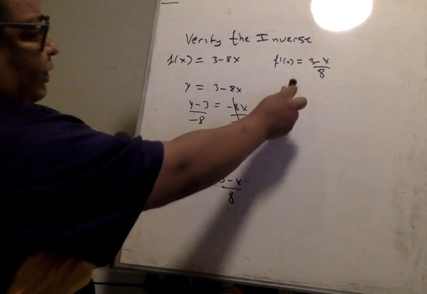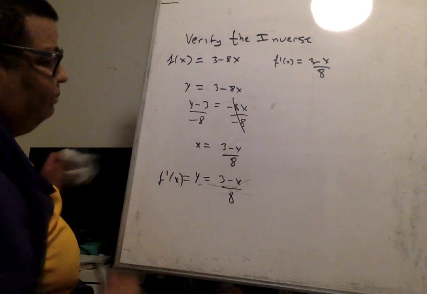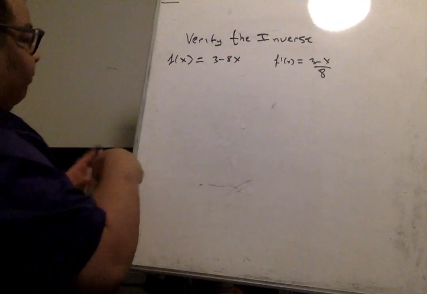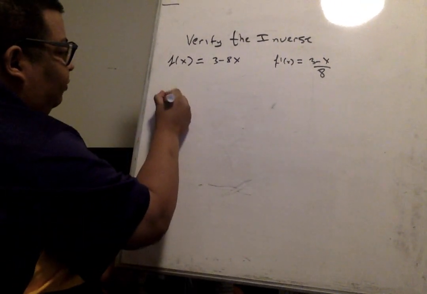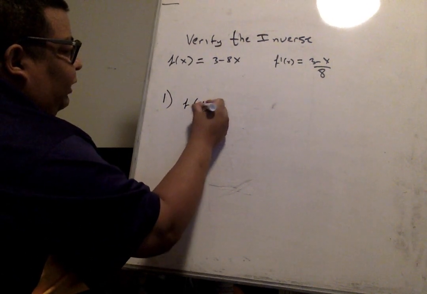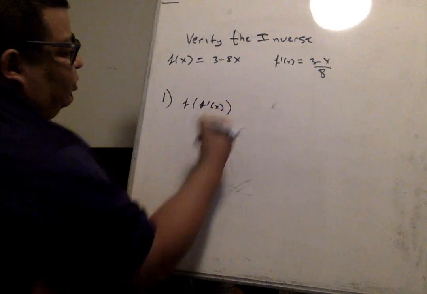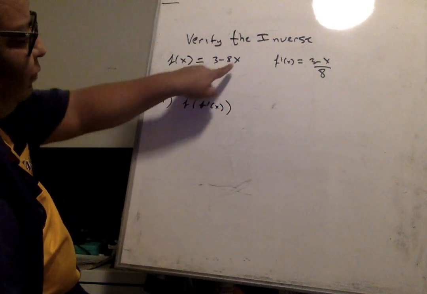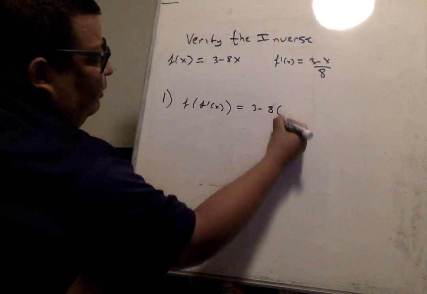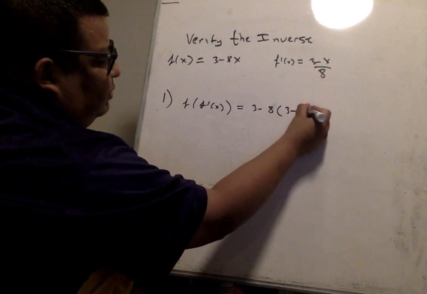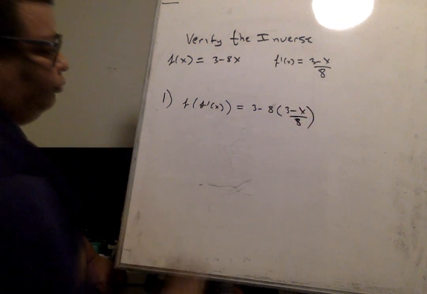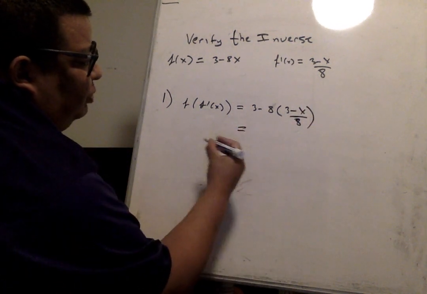Now to verify that this is the actual inverse of the function, we have to do two computations. The first one is that we have to compute f of f inverse of x. So in other words, we substitute f inverse of x for x. The way you do it is like this. You do 3 minus 8, parentheses, and you plug in this here, (3 minus x) over 8. And we should get x.